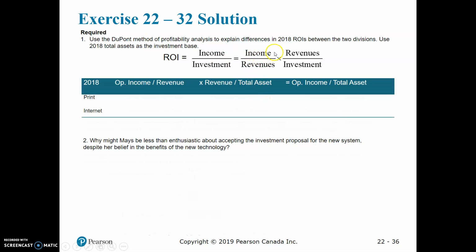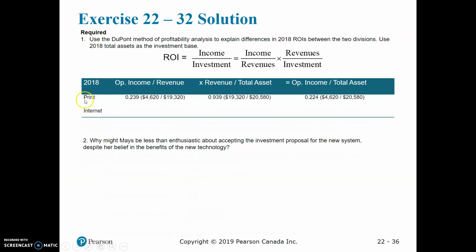Basically, the DuPont method gives us an insight into return on sales and investment turnover, which is revenues over investments. To solve the first question, let's create 4 columns. The first one for the two divisions, the second for the first half of the DuPont method, which is operating income over revenue, the third for revenue over total assets, and the fourth for operating income over total assets. Remember, we are using total assets for investments.